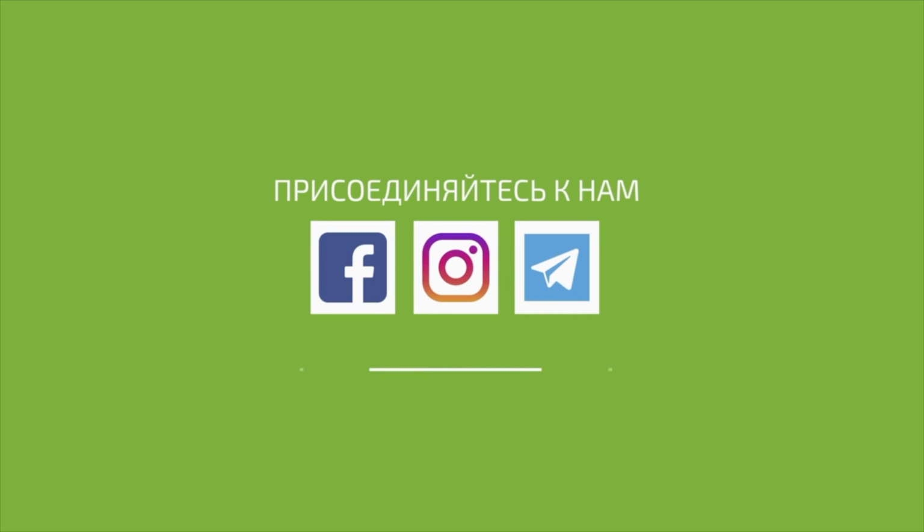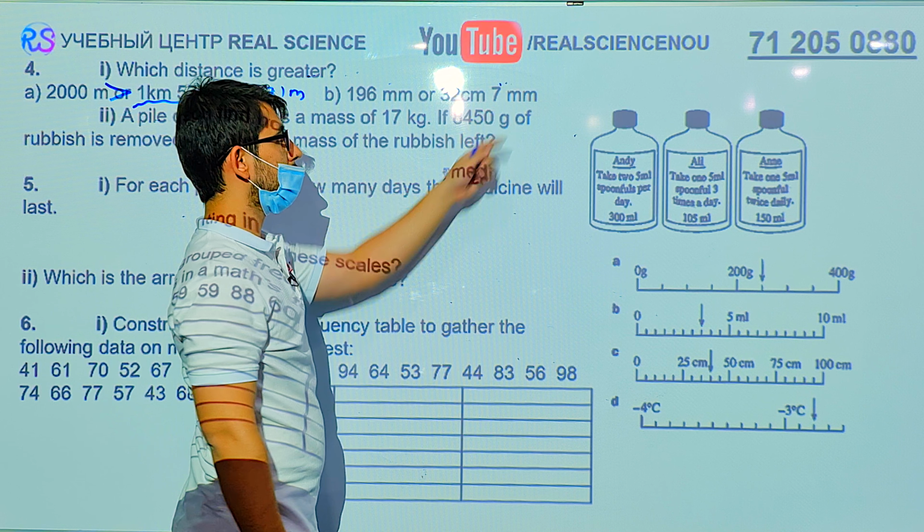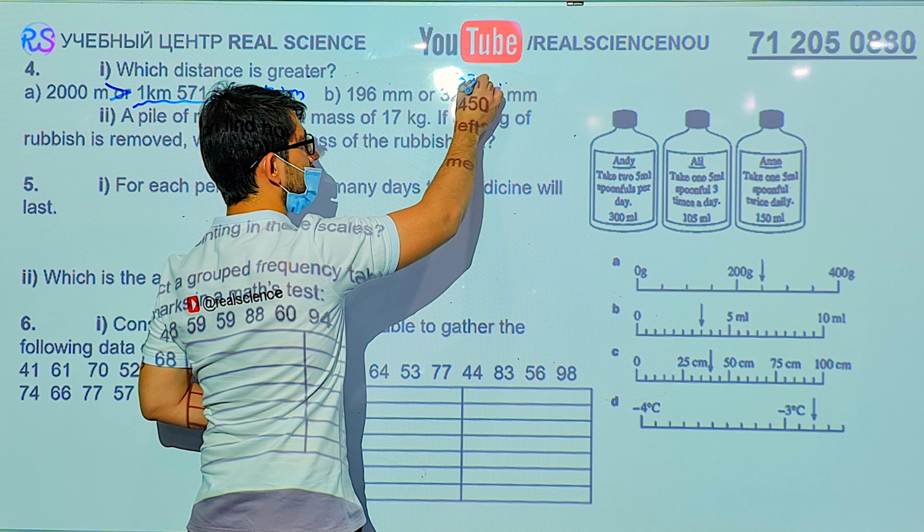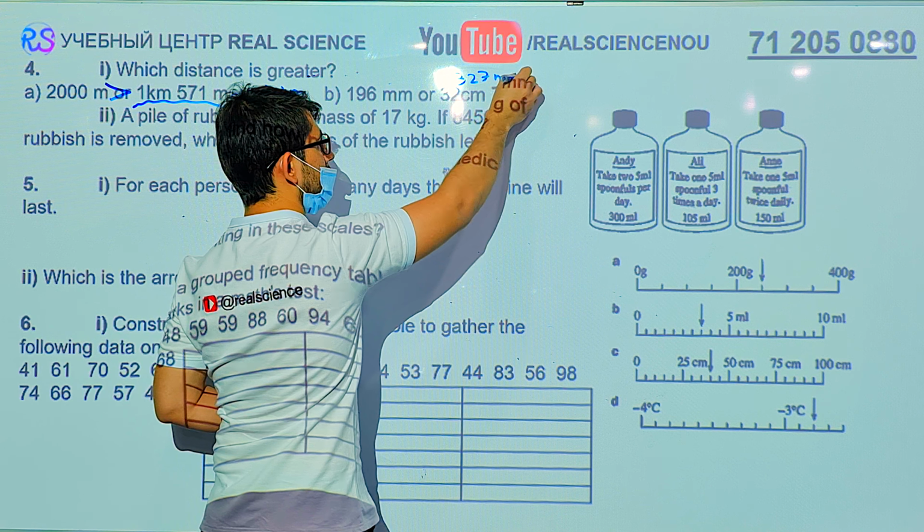So 196 millimeters, 32 centimeters 7 millimeters, right? We know that 1 centimeter is 10 millimeters. You're going to multiply 32 by 10 and add 7, right? Which one is greater? This side, right?